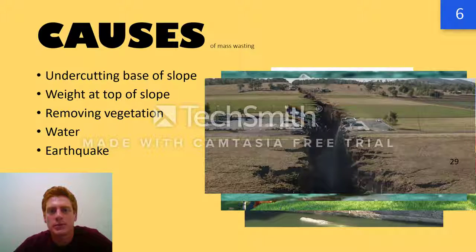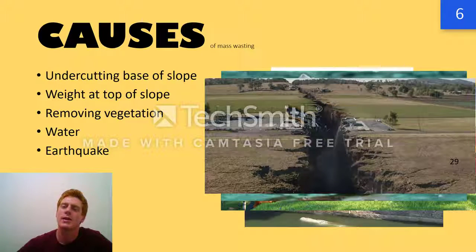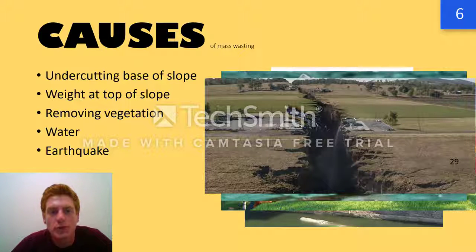Do you know where this picture comes from? This is the San Andreas fault line. This photograph comes from the film San Andreas, starring American actor, producer, and professional wrestler Dwayne "The Rock" Johnson.